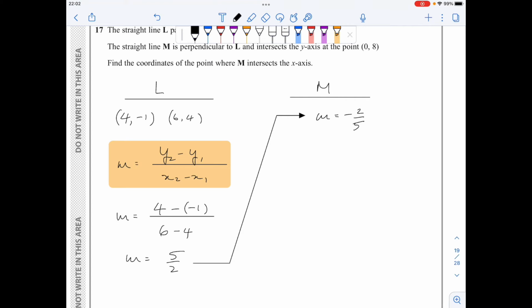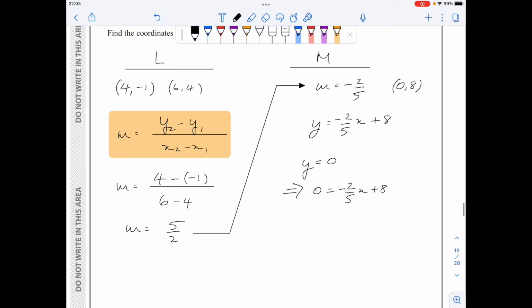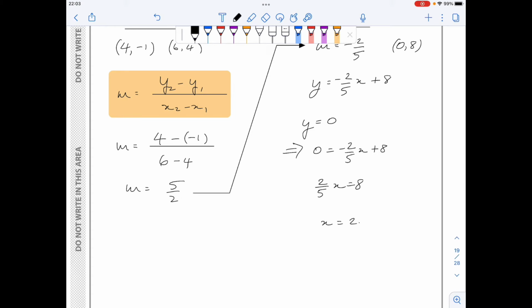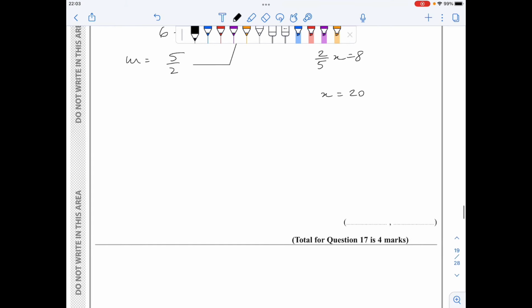I am also given that this line passes through 0, 8, so it has a y-intercept of 8, hence the equation is y equals -2 over 5x plus 8, and I want to find out where this line intersects the x-axis, so I'm going to substitute y equals 0, which means that 0 equals -2 over 5x plus 8. So 2 over 5x is equal to 8. x comes out to be 20. So the coordinates of the wanted point is 20, 0.